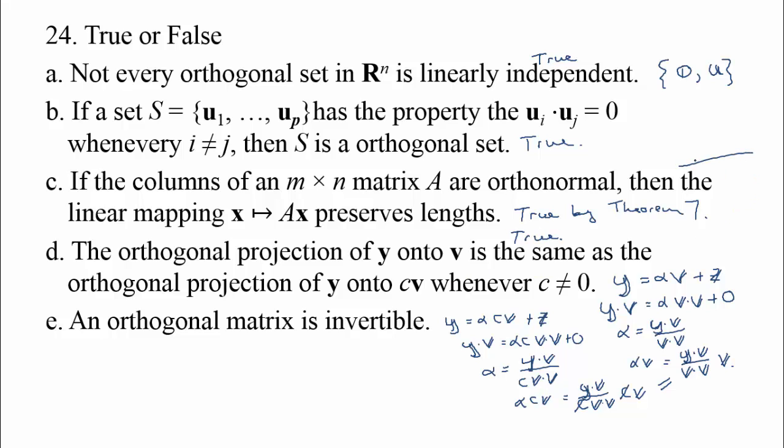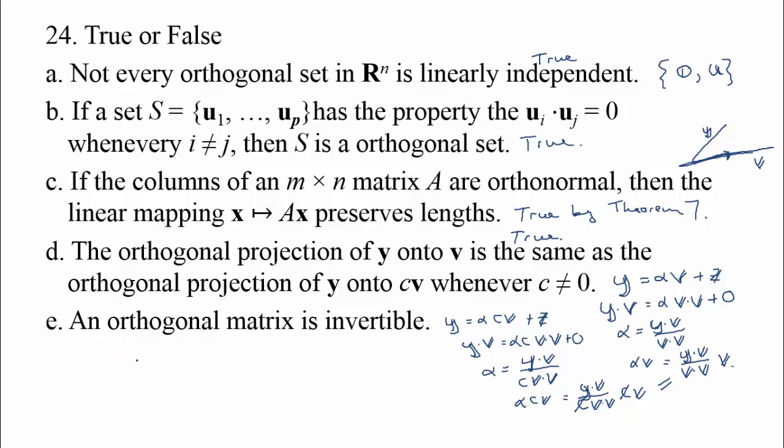So it kind of makes sense, right? You're just finding how much of this vector y lies along the vector v. So if you stretch v out and make it longer, say, it still casts the same shadow onto that longer vector cv. So it shouldn't matter whether we project onto v or cv.